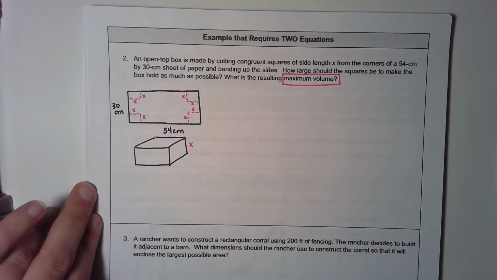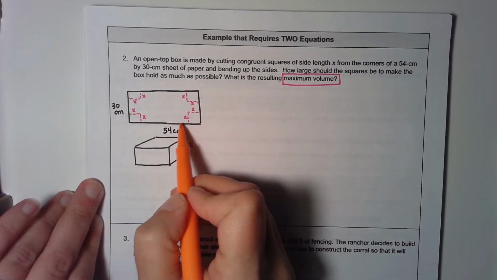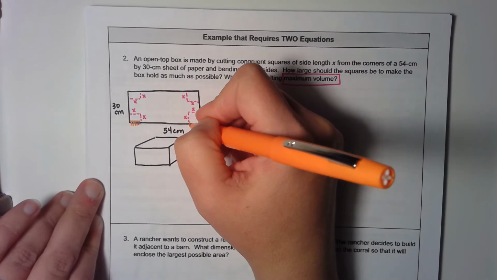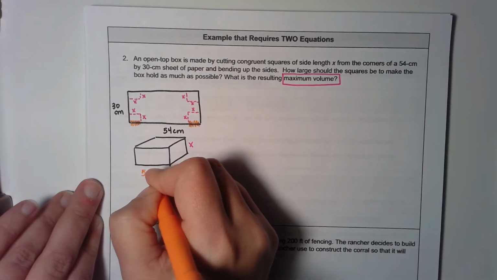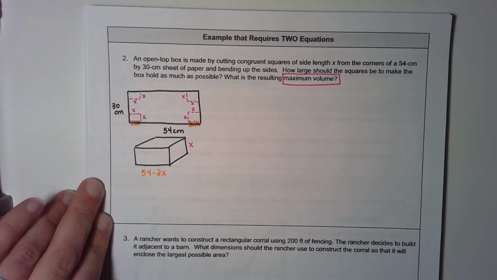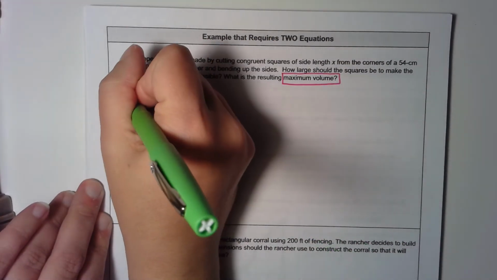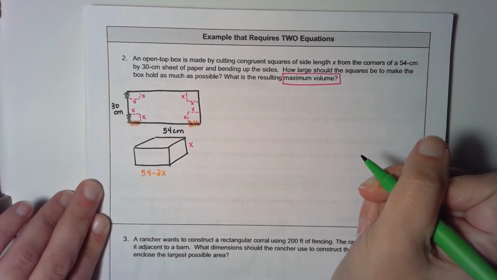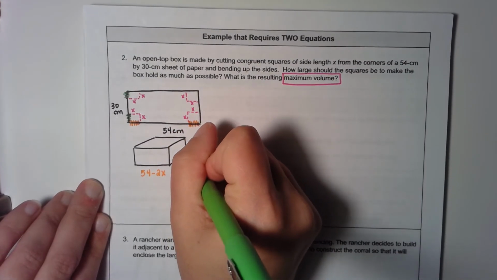The length of the box, so this edge right here, is going to be the 54 centimeters that I started with, minus x here, and minus another x here. So the way that we would write that is 54 minus 2x. And the width of the box, or the depth of the box, is going to be the 30 centimeters that I started with, minus x here, and minus another x here. So it's going to be 30 minus 2x.